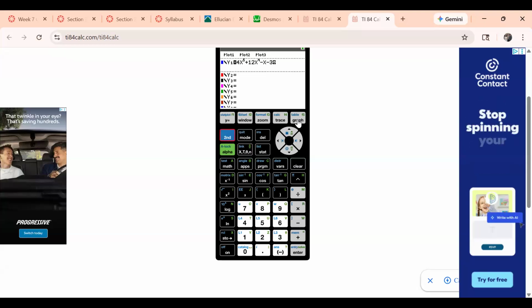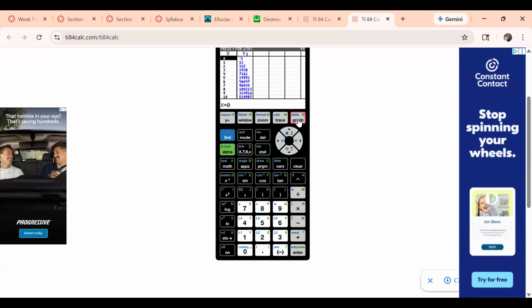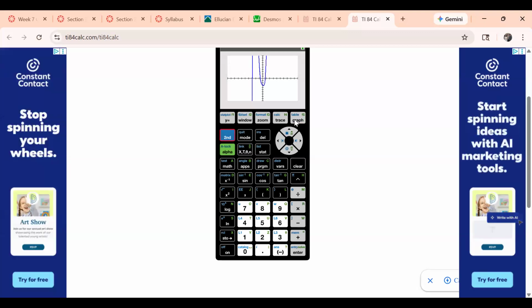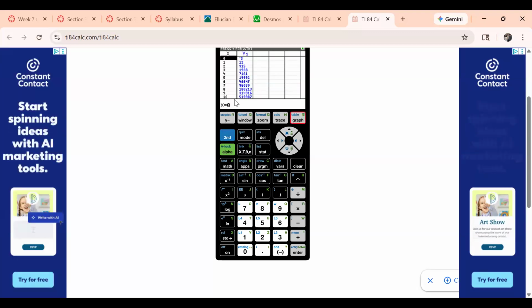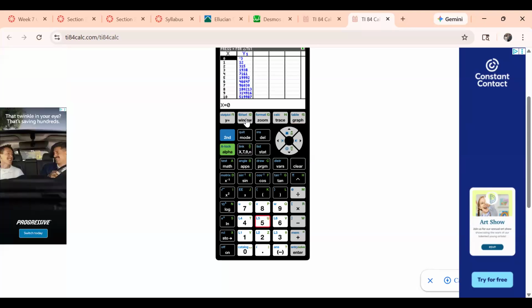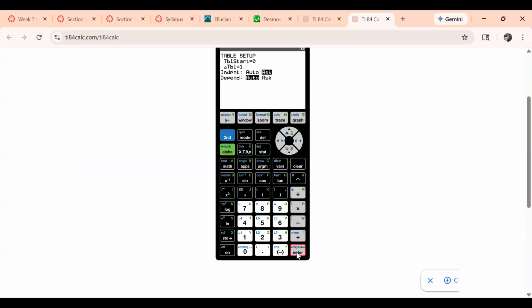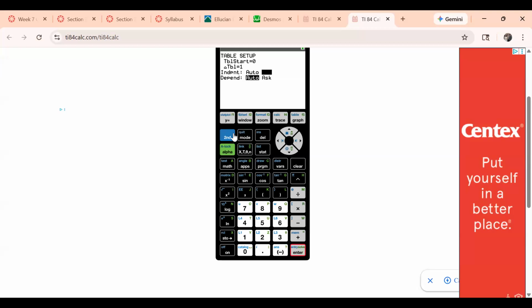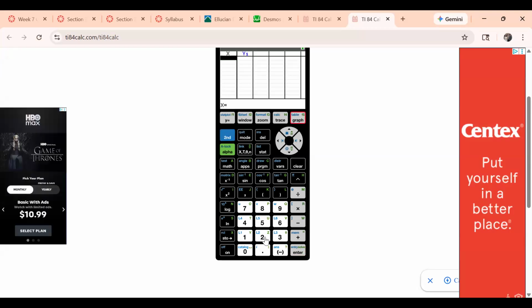So if I go to second graph, oops, that's a graph. But if I go to second graph, that brings up the table. Now, notice I can't change anything. If that is going on, you need to go to second window that takes you to table set, and you need to turn independent to ask. Leave this one as auto. Then go to second table again and notice everything's missing.